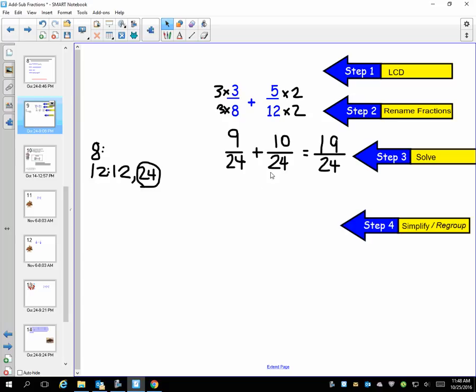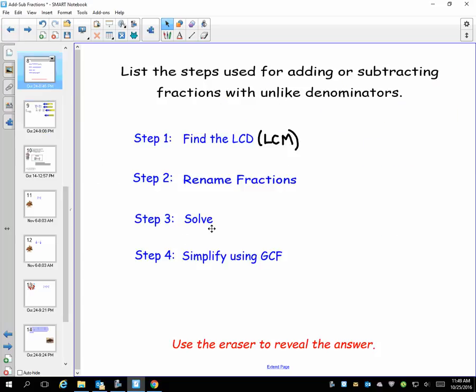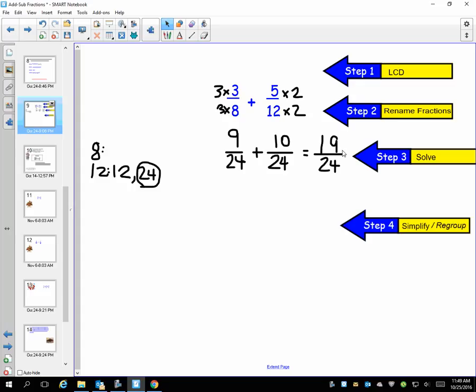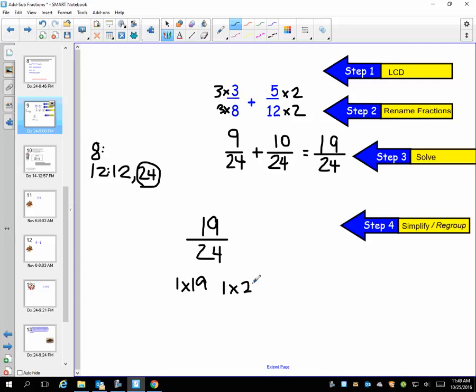So back here, we stated that we're going to simplify by using our greatest common factor. Well, if I take a look at 9 and 24, I'll just rewrite it. 19, I'm sorry, I said 9, but I meant 19. 19 and 24. 19 is a prime number, so its only factors are 1 and 19. So 19 and 24 aren't going to have any factors in common because I know that 19 is not a factor of 24. So I do not simplify this answer. That's my final answer.